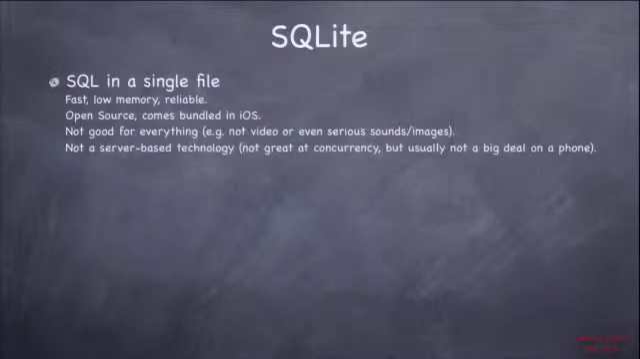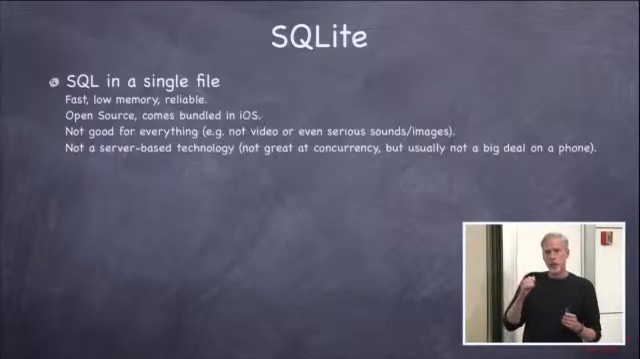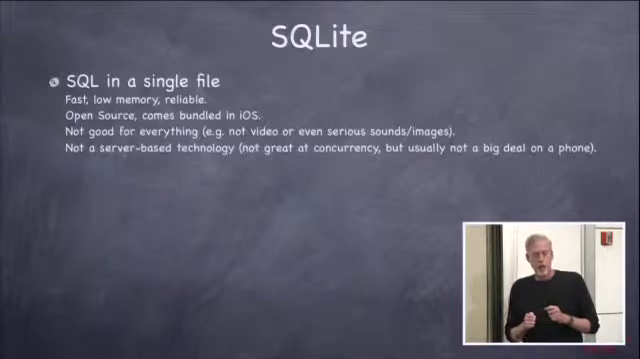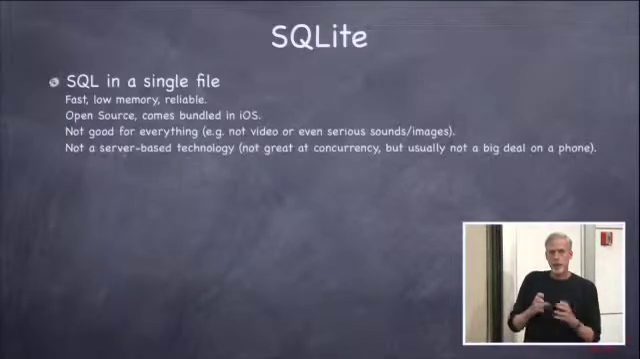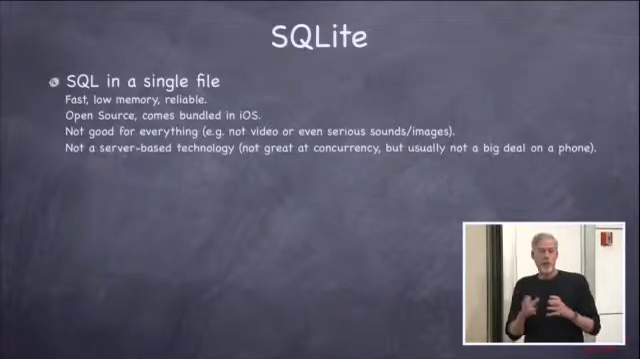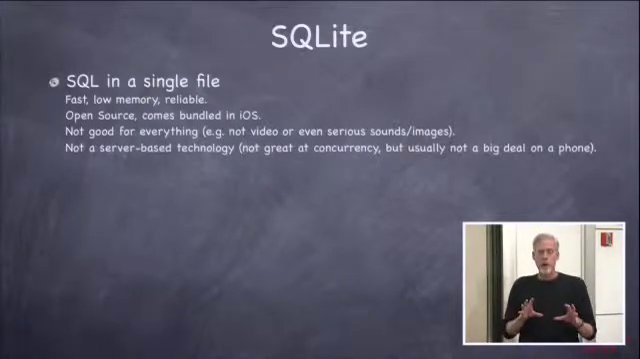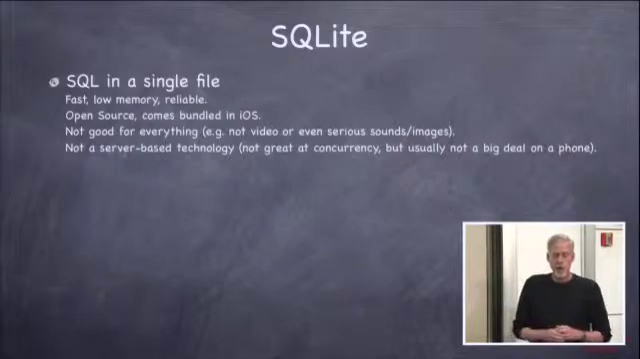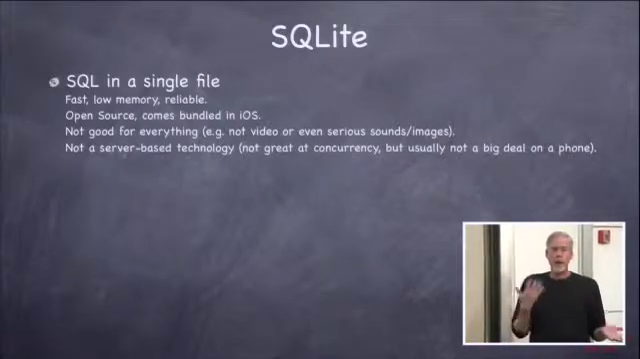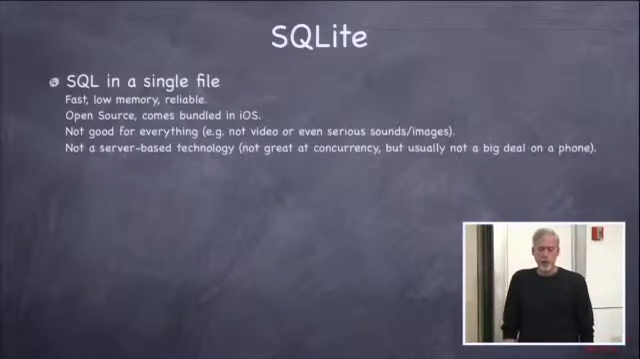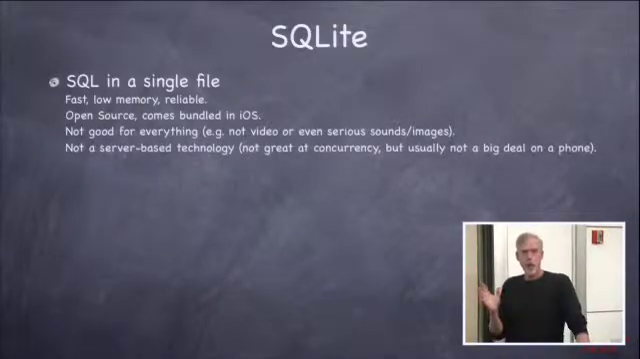All right, so the last thing today is SQLite. SQLite is SQL in a single file, stored in a single file. It's fast, it uses very little memory. It's very good at using memory mapped files to not use a lot of memory. And it's very reliable, transaction-based, true SQL. It's open source, but it comes bundled in iOS, so you can use this API in iOS.